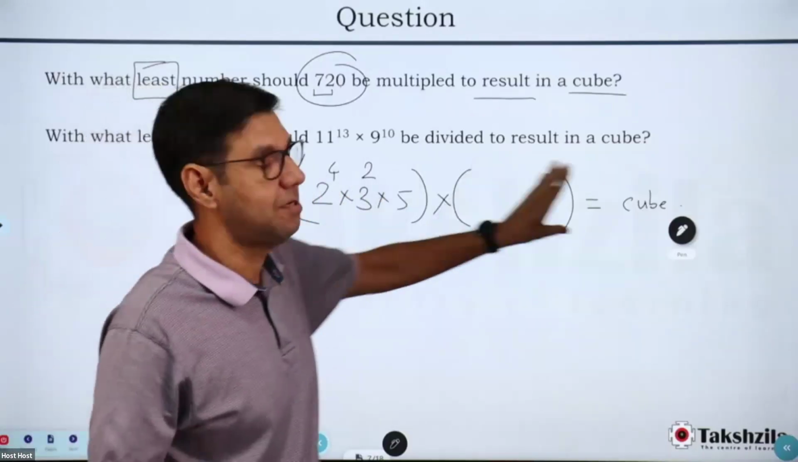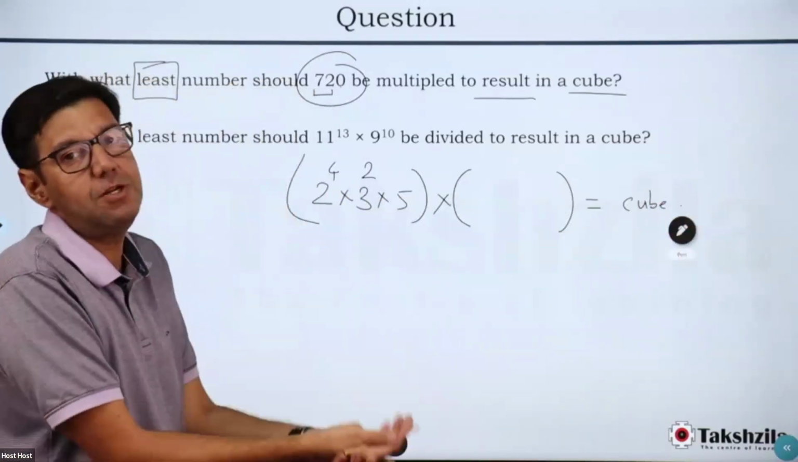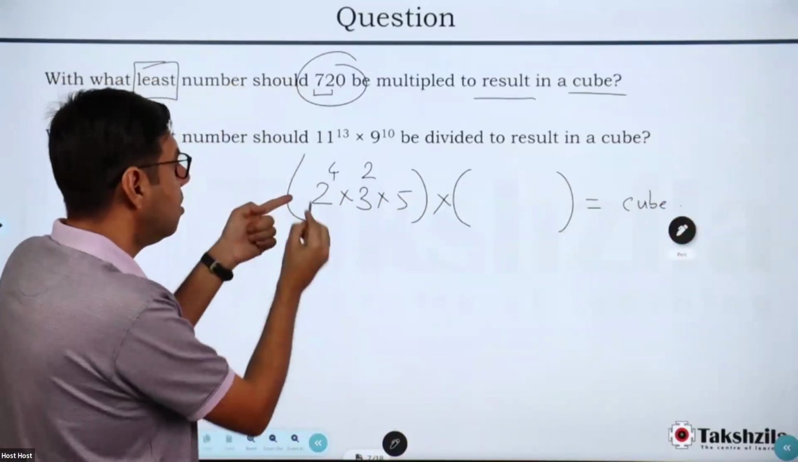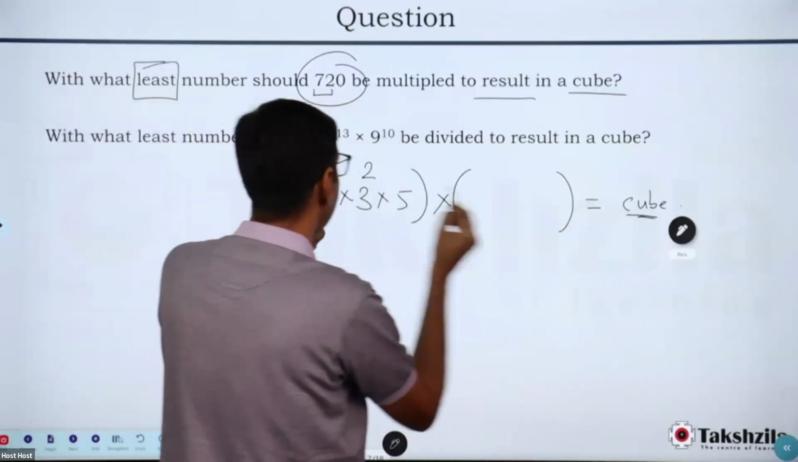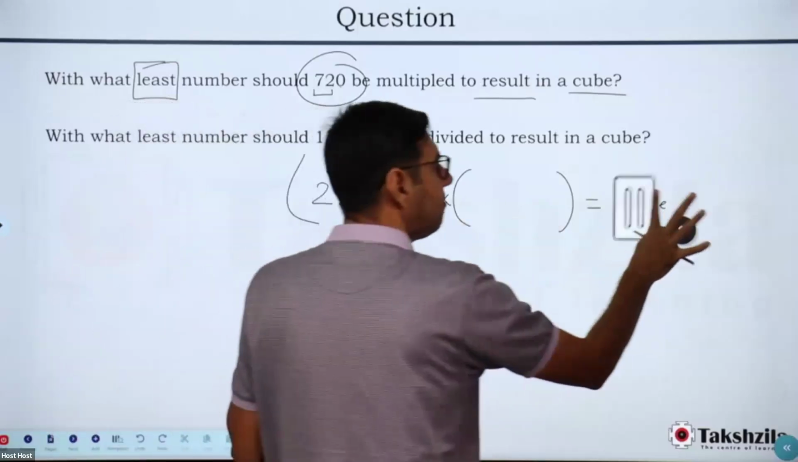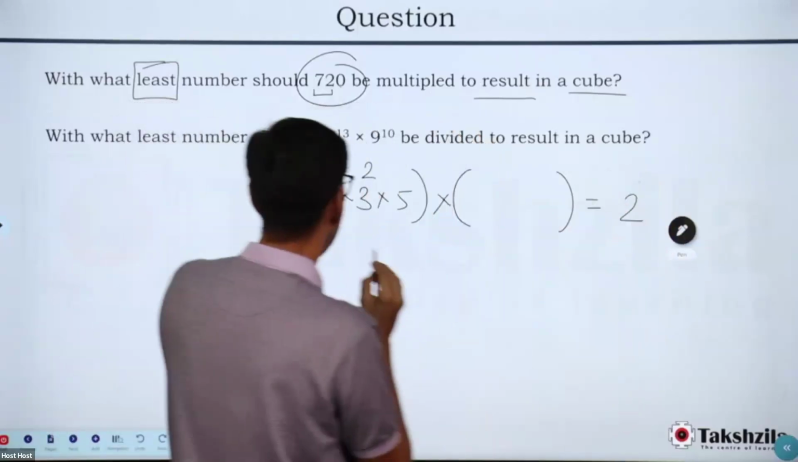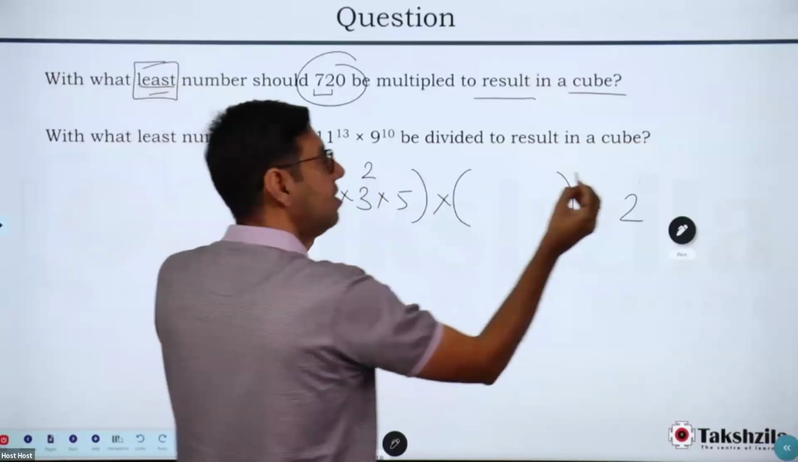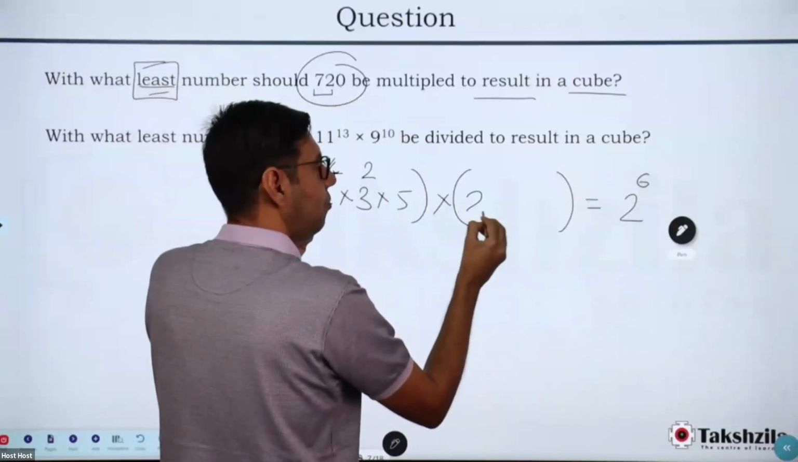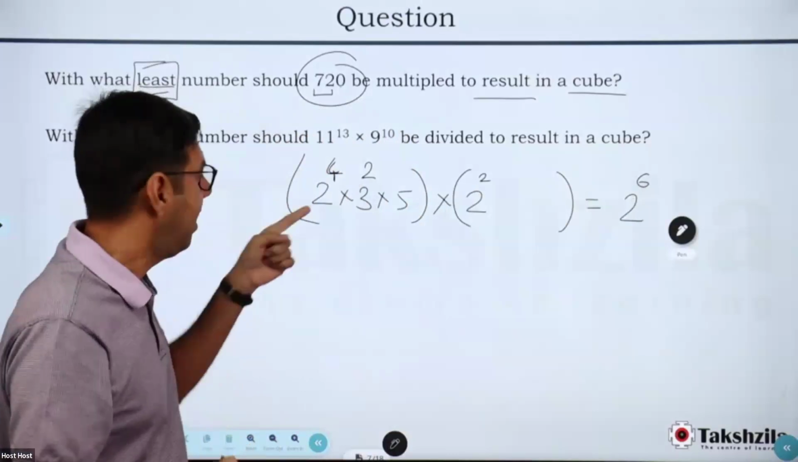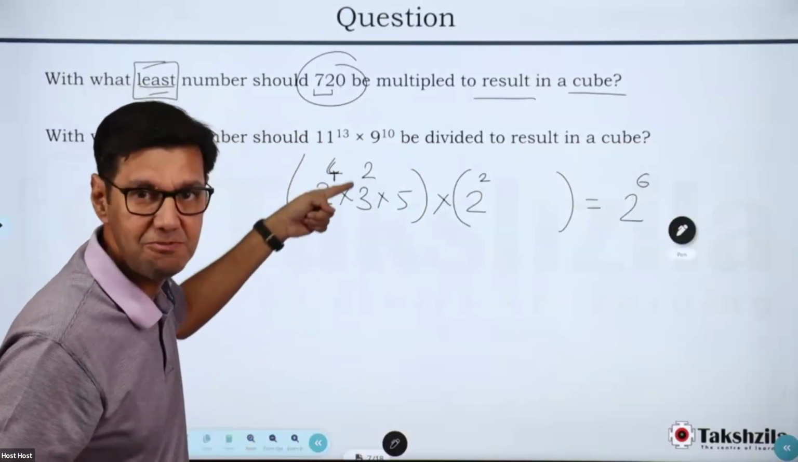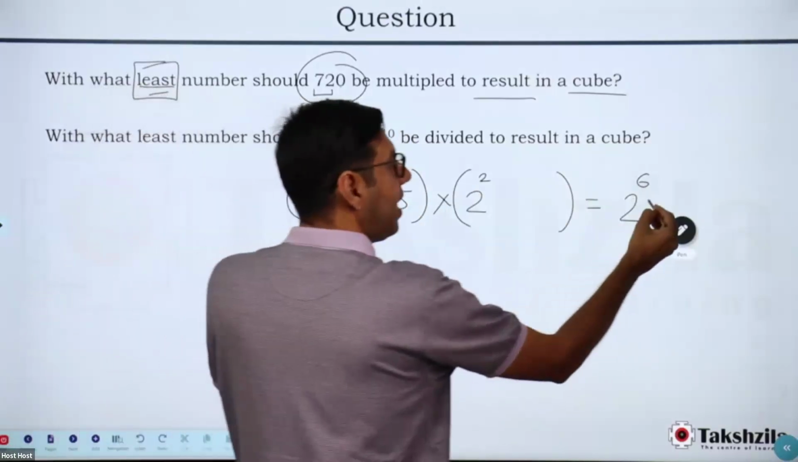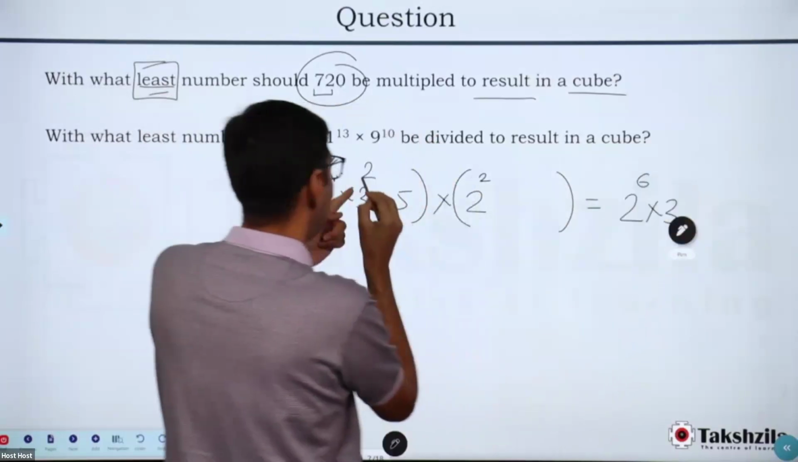So the form is important. Once you get the form, you should be able to complete it on your own. So 2 raised to 4, I want a cube. So this should be a multiple of 3, 6 being the nearest. I want the least, I don't want a very large number. So this should become a 6. You'll multiply it with a 2 square. Is this a cube yet? No. To make a cube, I need at least a multiple of 3.